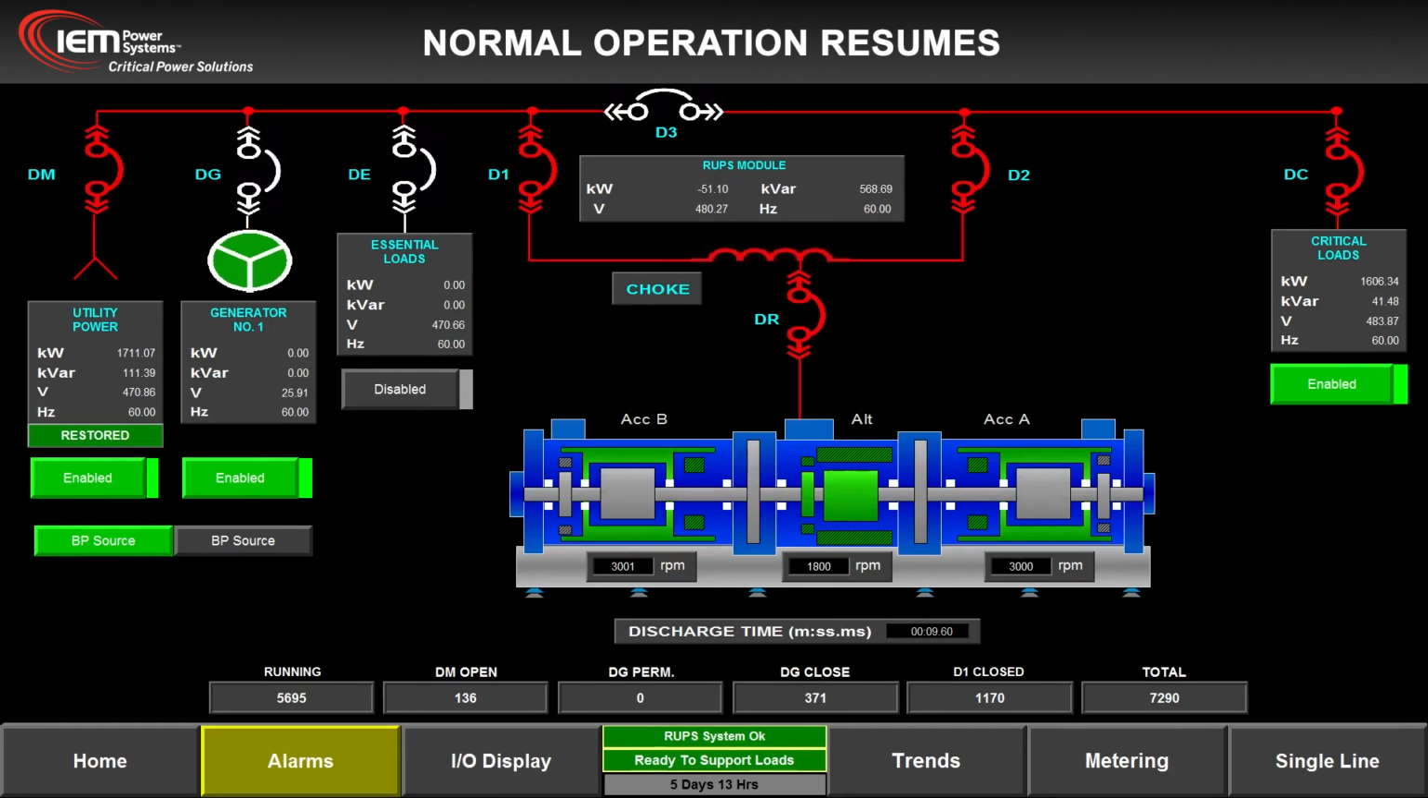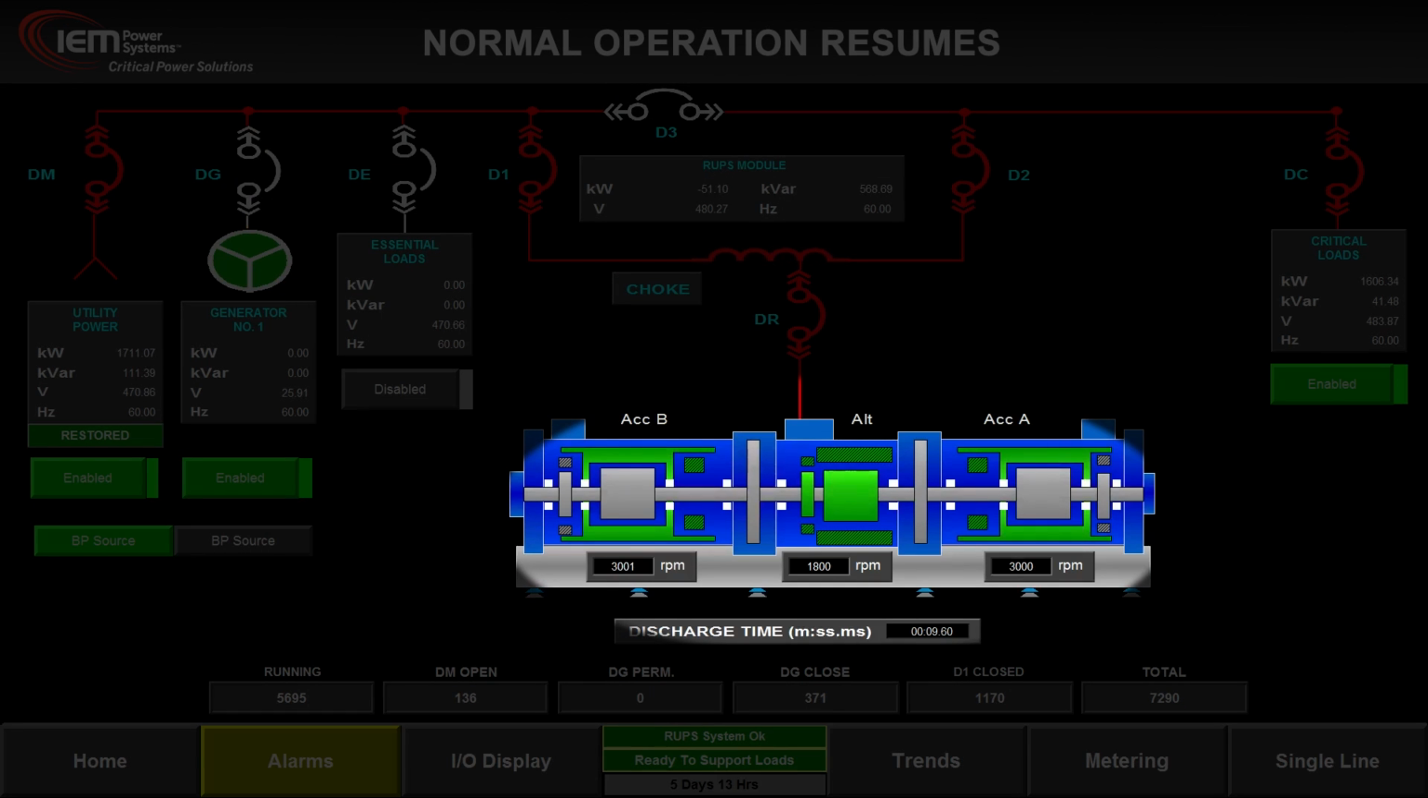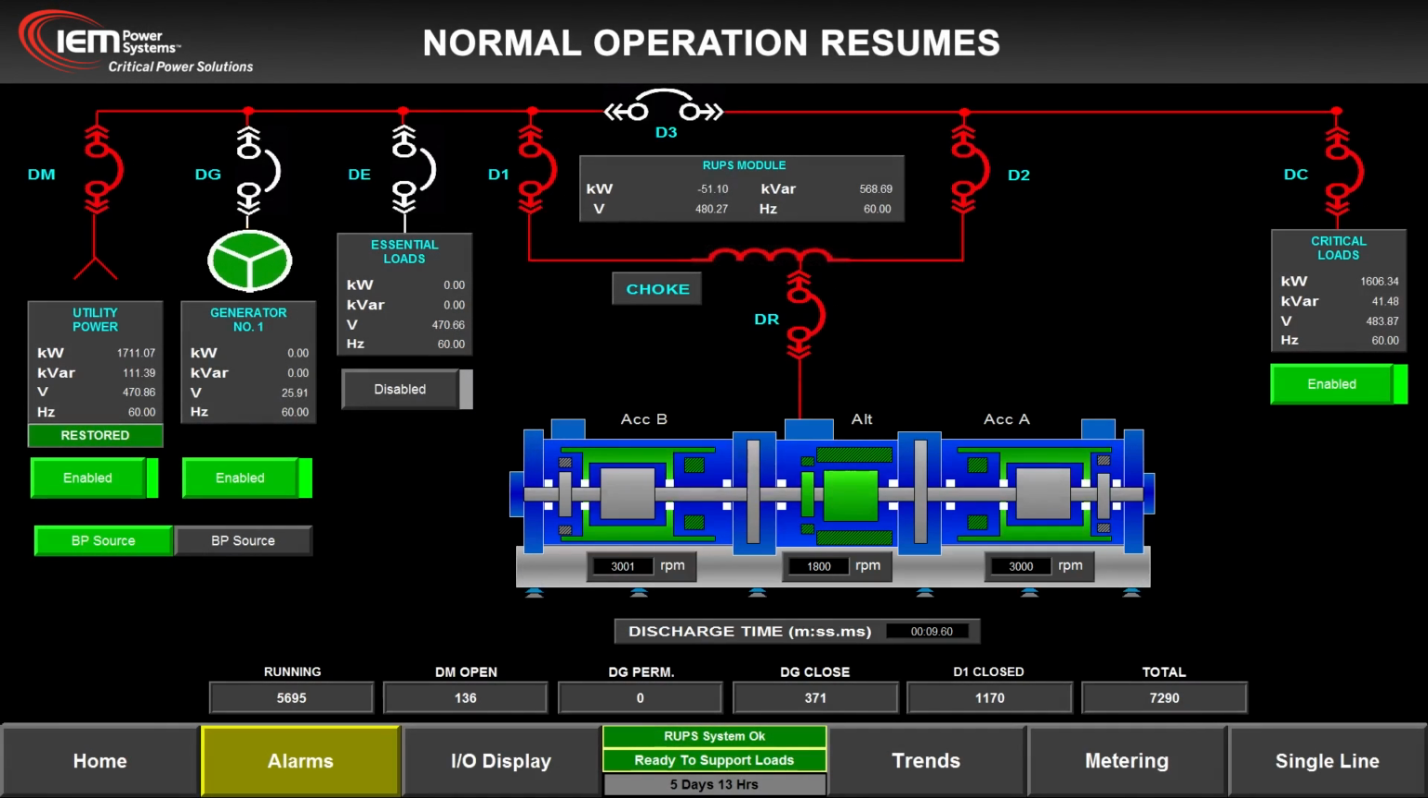Note that if the utility was regarded as unstable, the system could have been held on a diesel genset supply until the operator elected to return to utility supply. The system is now running in normal mode, and, because of the Rotoblock UPS, power to the critical load was not compromised at any stage.